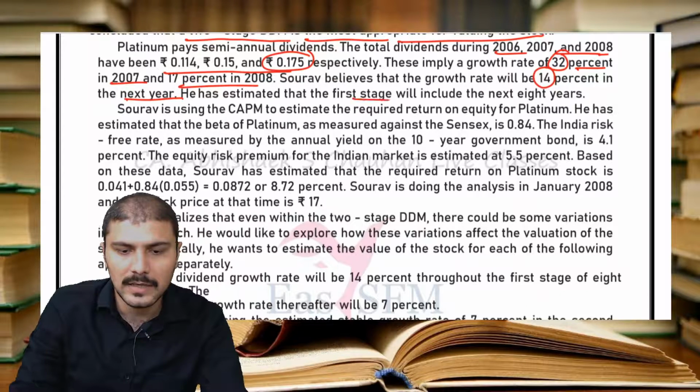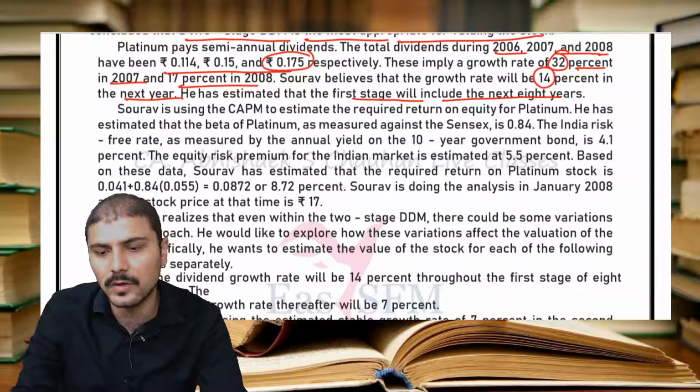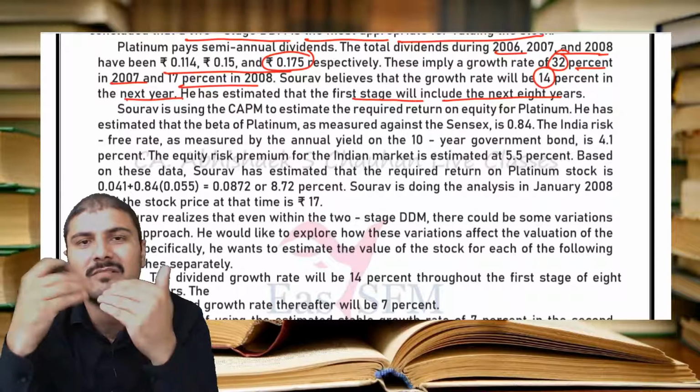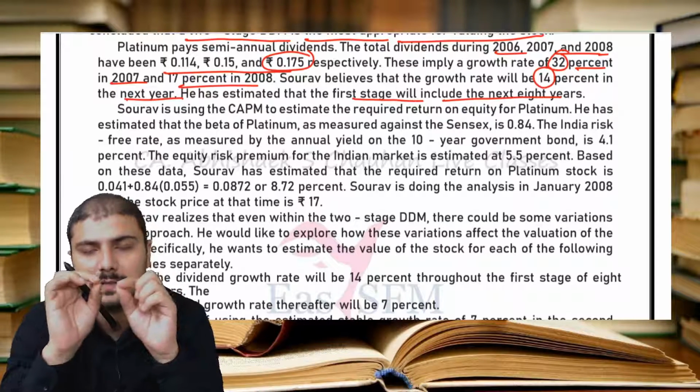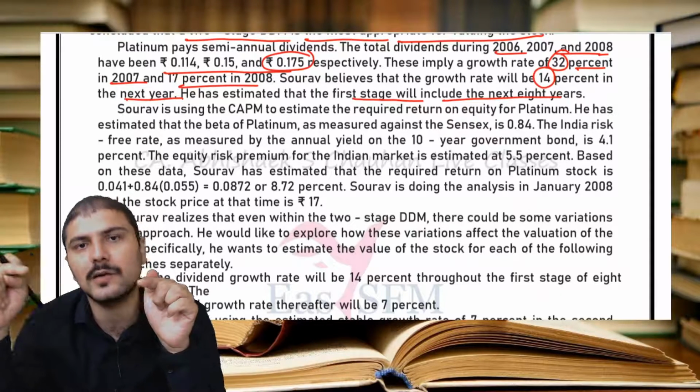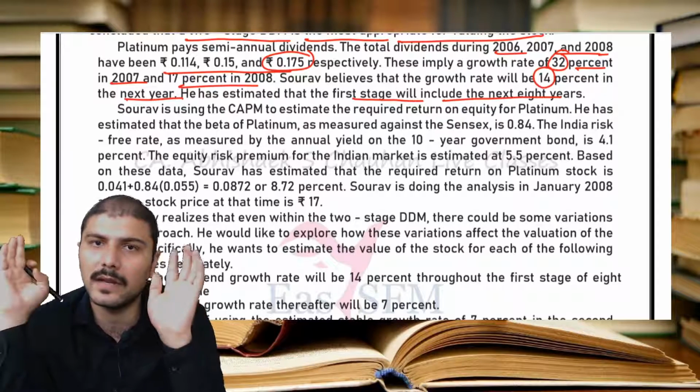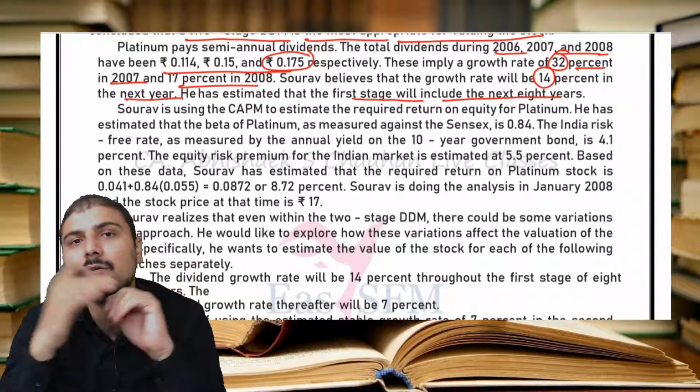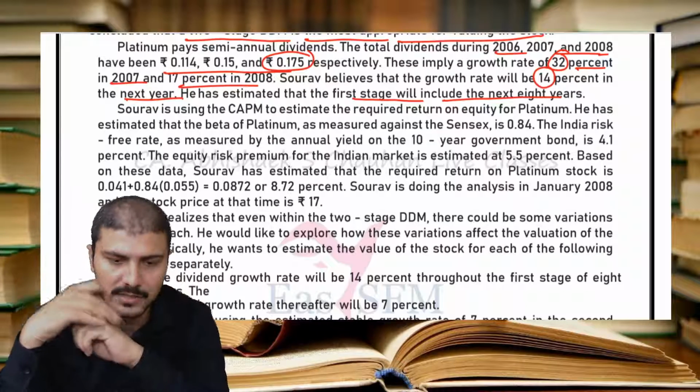He has estimated that the first stage will include the next 8 years. What does this line stand for? This means that the 14% growth rate will be there till the 8th year, and then from the 9th year onwards the growth rate is going to change.